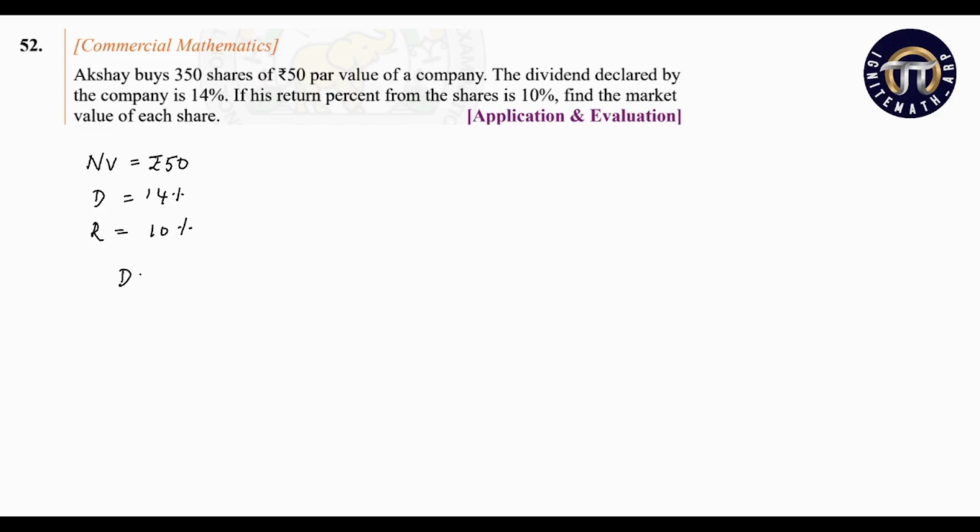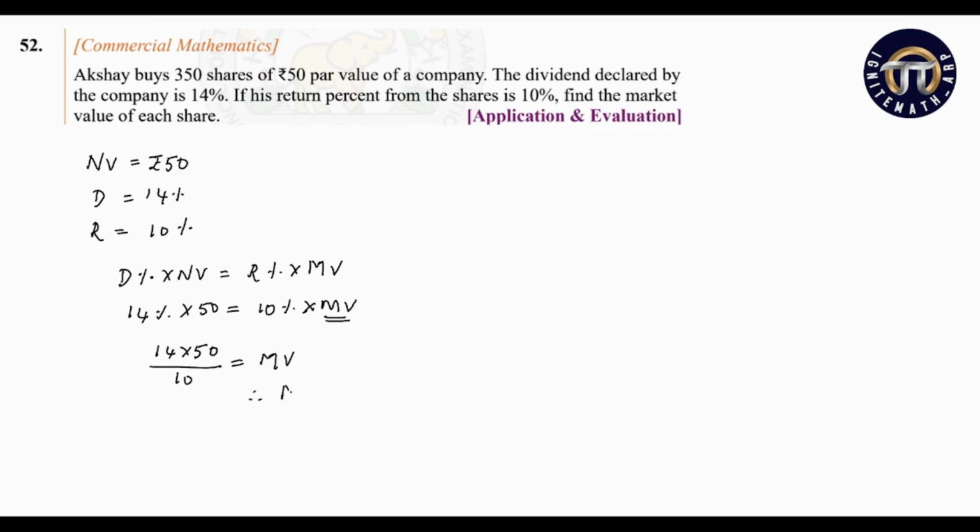So we know that rate of dividend into NV is equal to rate of return into MV. So rate of dividend is how much? 14% into NV, which is 50, is equal to return percent, which is 10, into MV. Percent in the sense 100 will get cancelled. I'm supposed to find out MV. So 14 into 50 divided by 10 is equal to the market value of each share. So the market value of each share, okay, I'm going to get this one as, see, look at this, this 0 gets cancelled.